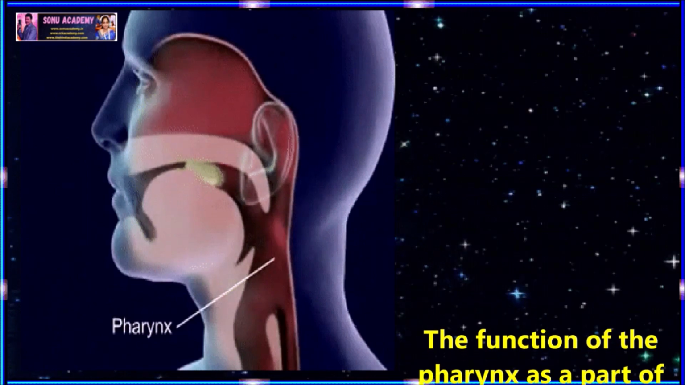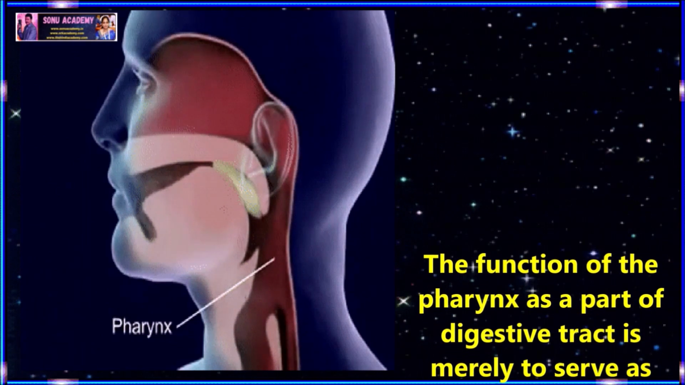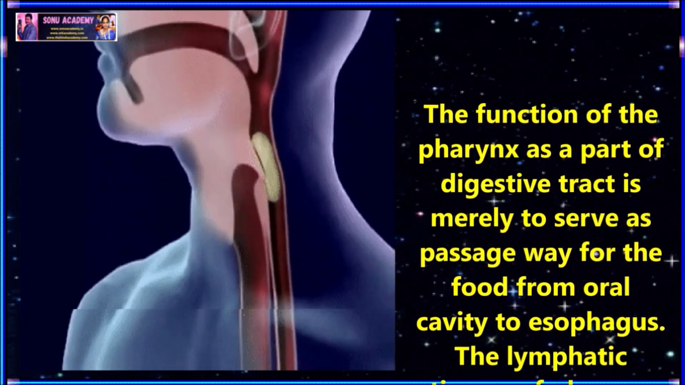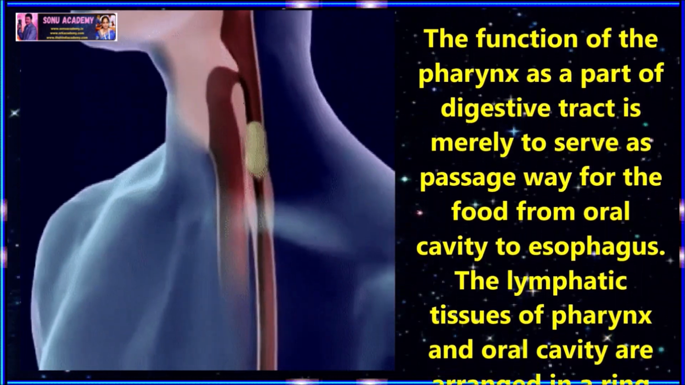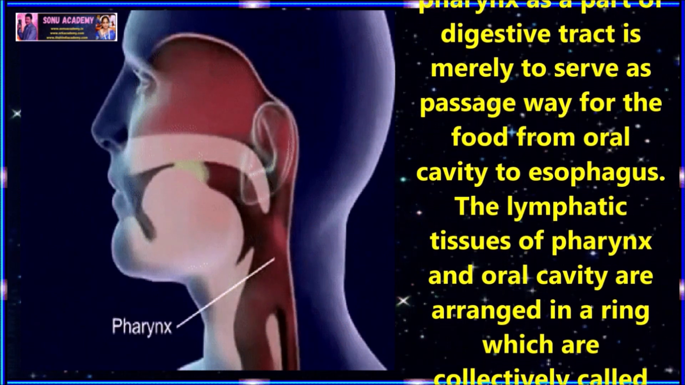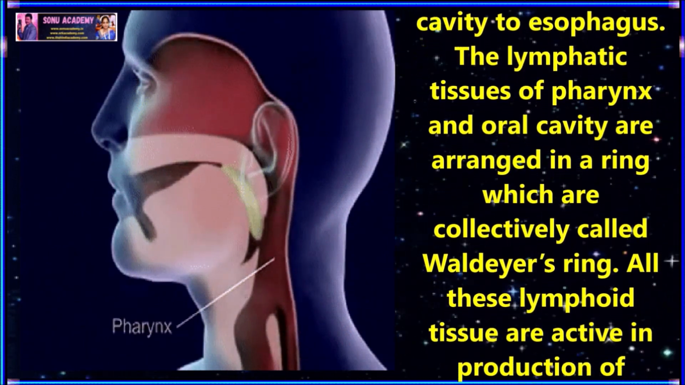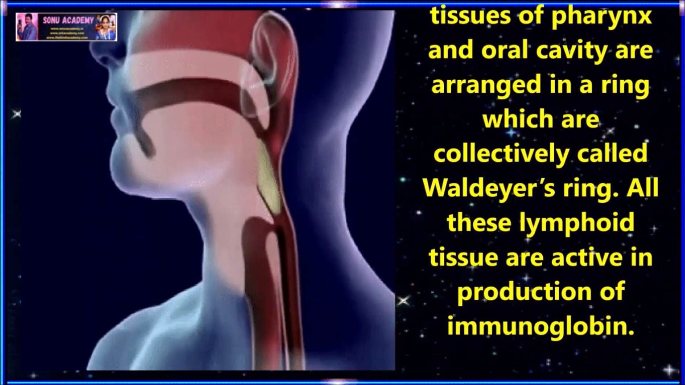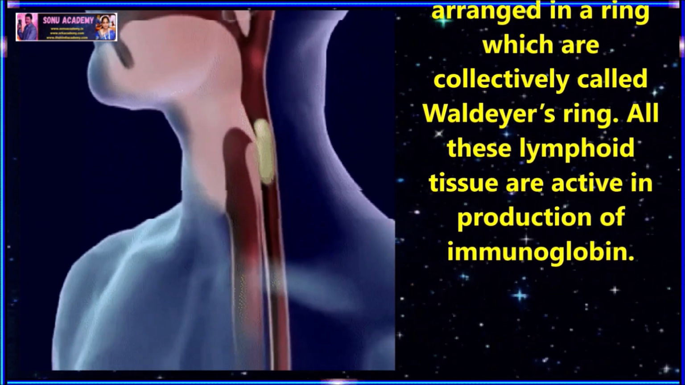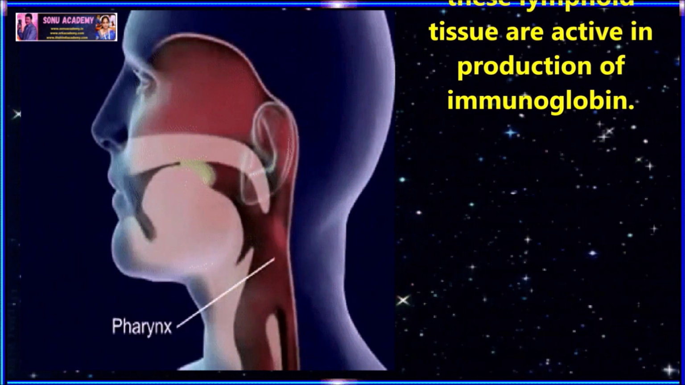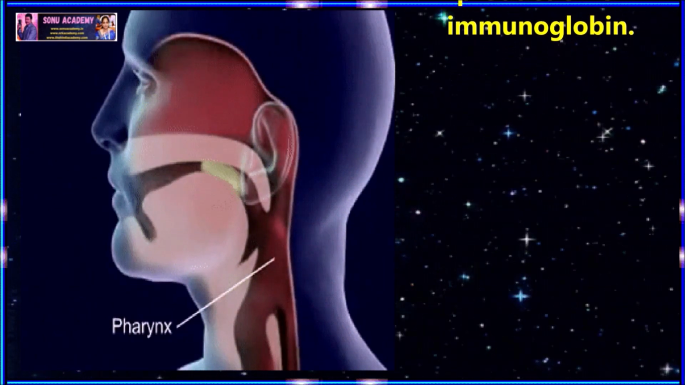Now let us discuss the function of pharynx. Children, the function of the pharynx as a part of the digestive tract is merely to serve as a passive way for the food from the oral cavity to the esophagus. The lymphatic tissues of the pharynx and oral cavity are arranged in a ring, which is collectively called Waldeyer's ring. All these lymphoid tissues are active in the production of immunoglobulin.